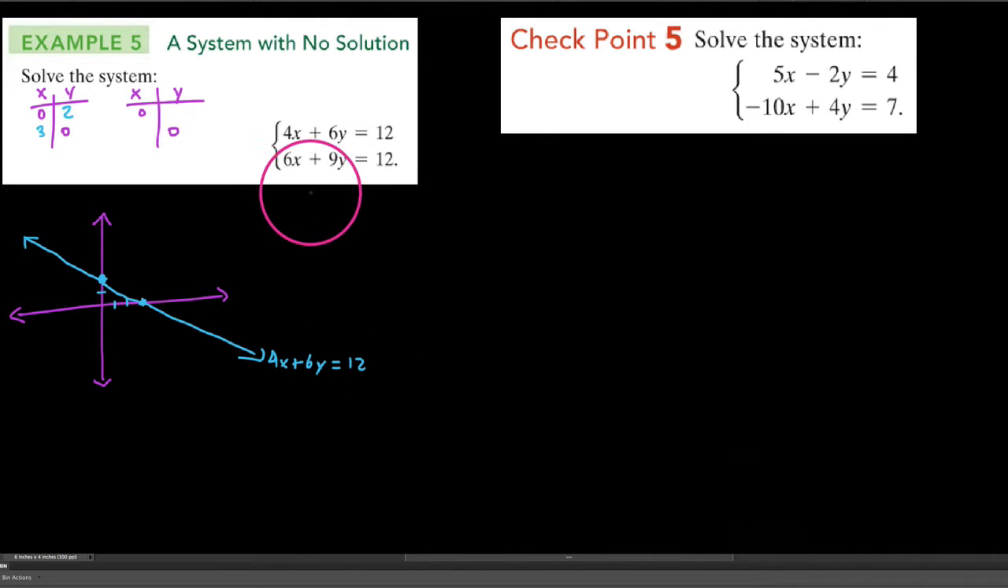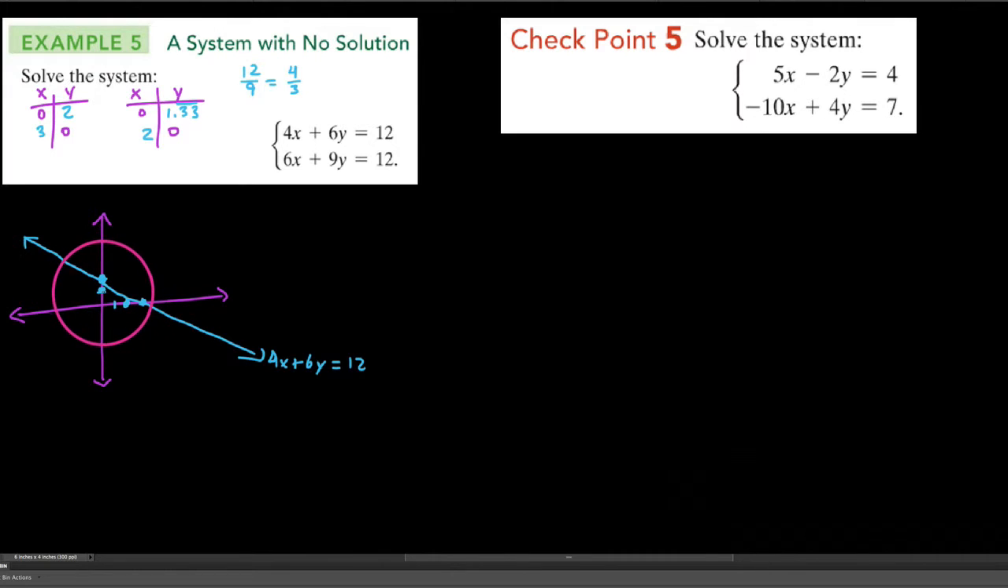Now to look at this other equation, 6x plus 9y is 12. If we were to look at its intercept, 0 for x would mean that 9y equals 12. In other words, y equals 12 ninths. With a common factor of 3, this is 4 thirds, or 1.33 repeating. Then the x-intercept, x is 2. So to graph this, 2, 0 is about right here, and 1 1/3 is about right here.